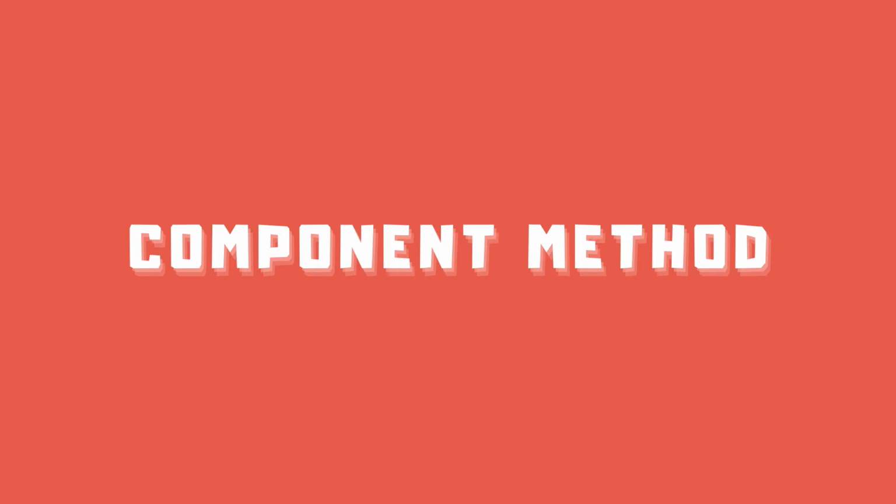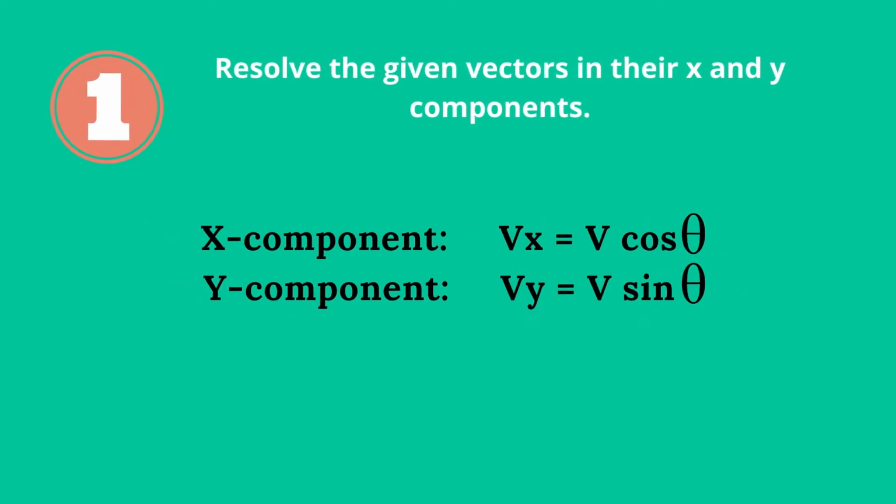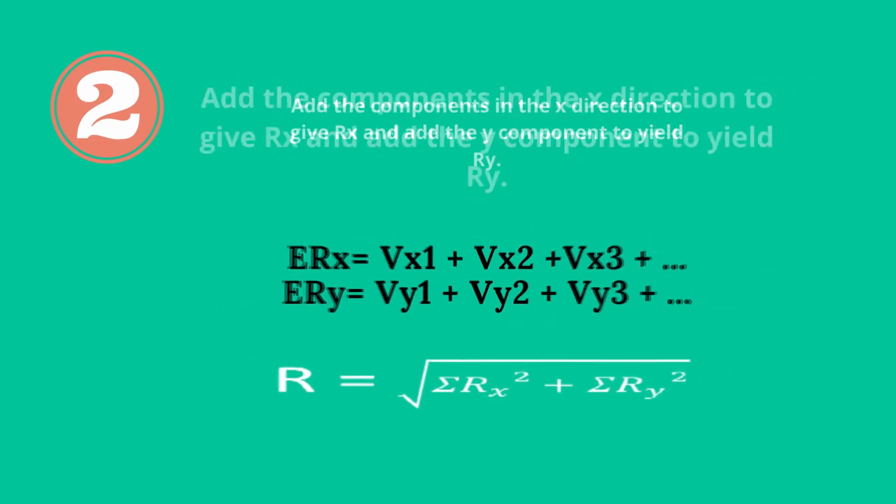In adding two or more vectors by component method, each vector is divided into two new vectors called x component and y component. First is to resolve the given vectors in their x and y component. And second, add the components in the x direction to give Rx and the y component to yield Ry.